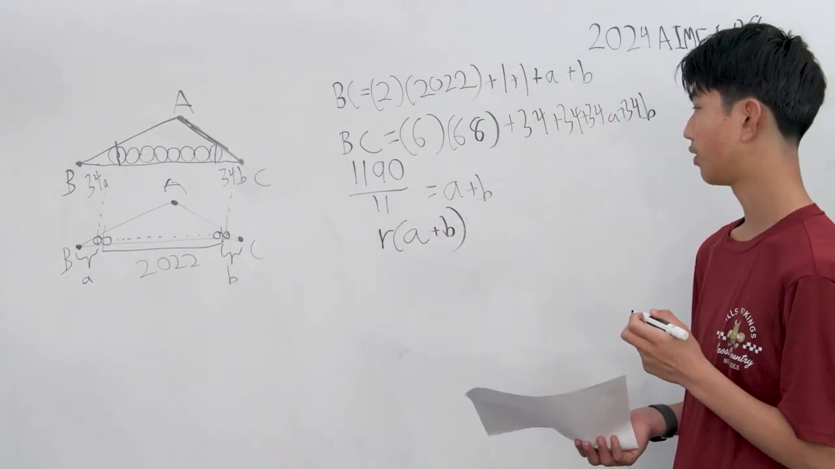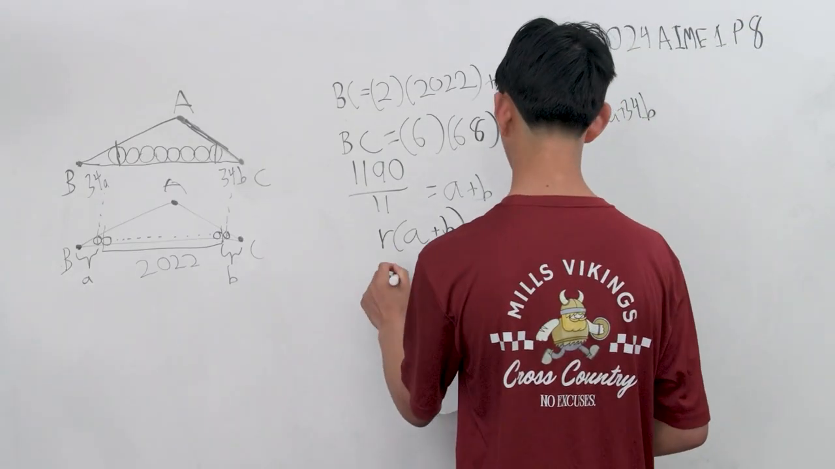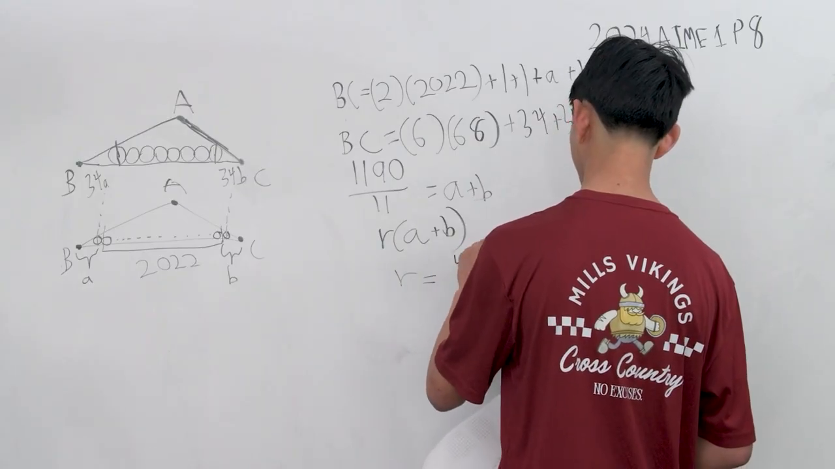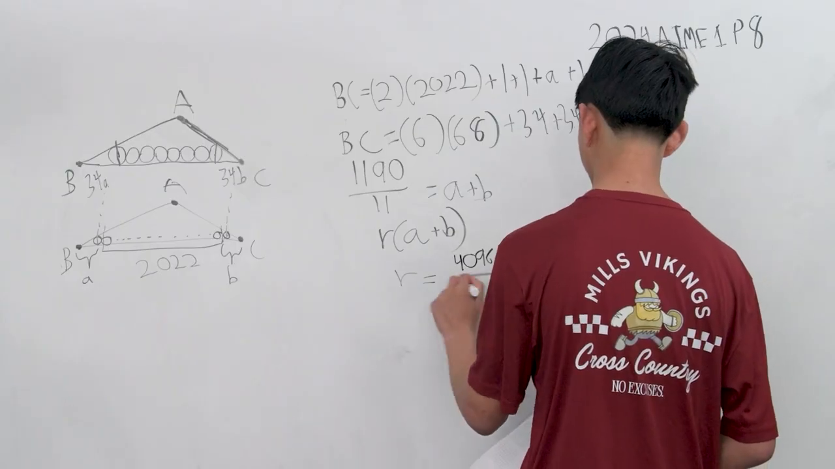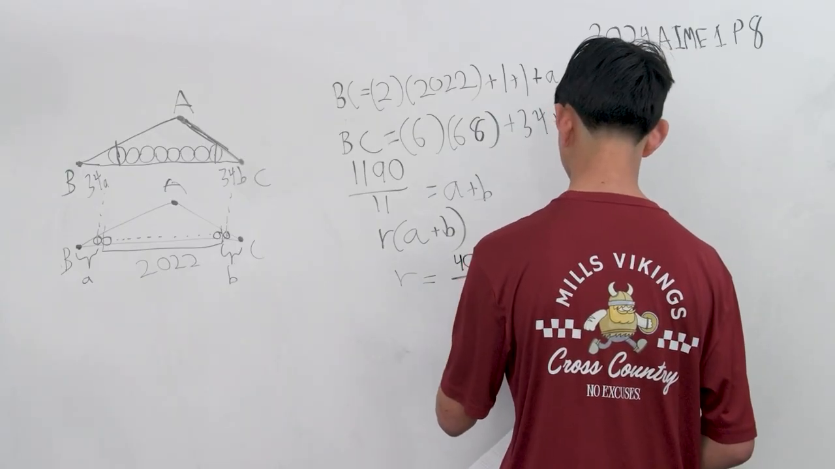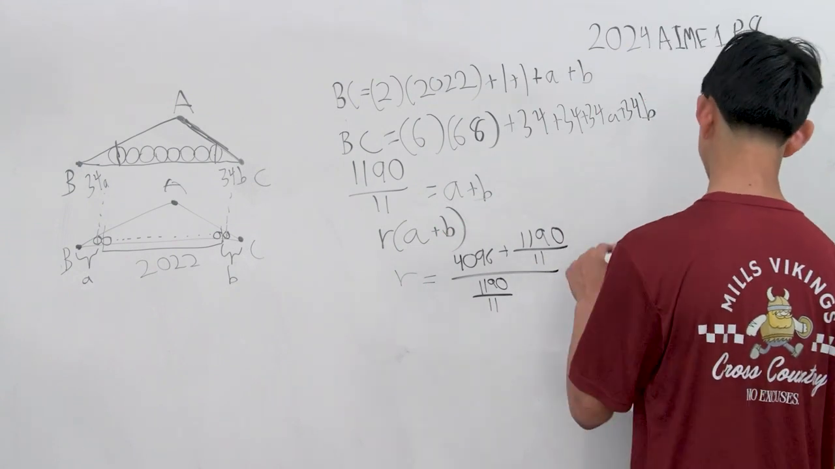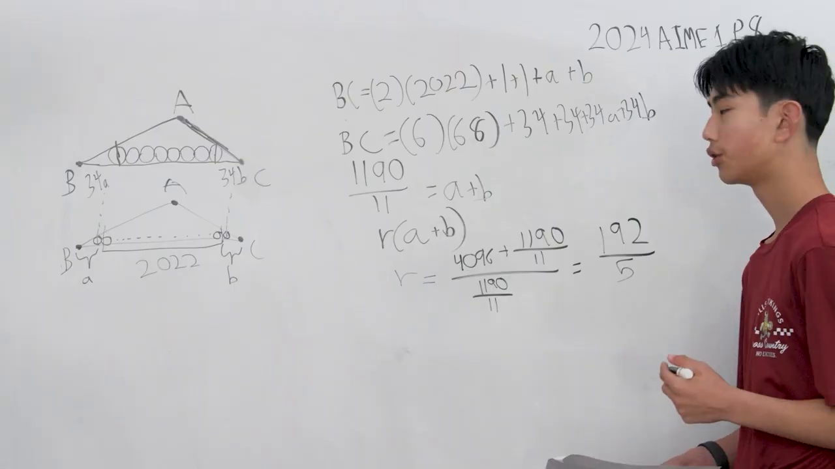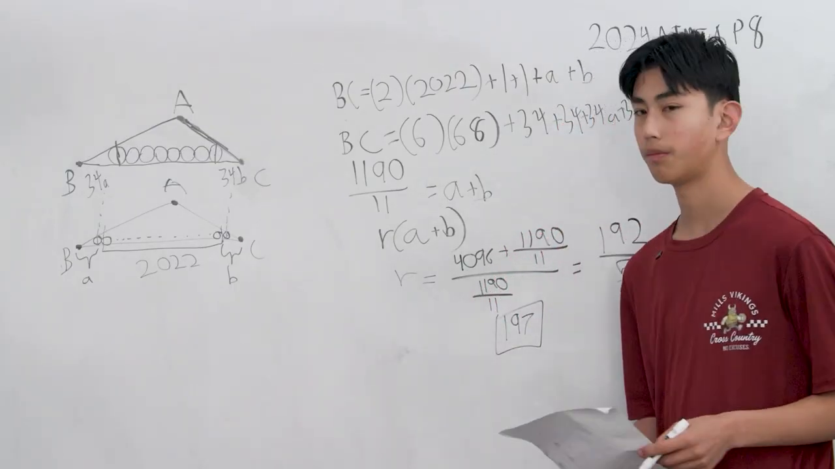Therefore, if we solve by dividing both sides by A plus B, we get that R is equal to 4096 plus 1190 over 11 over 1190 over 11. Therefore, eventually giving us 192 over 5. So 192 plus 5 is 197, which is our answer for this problem.